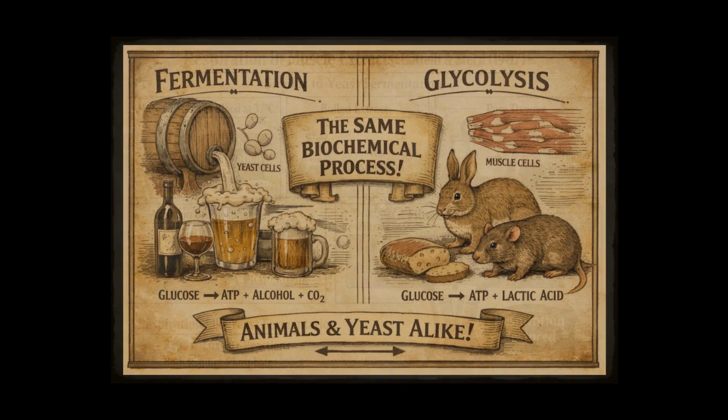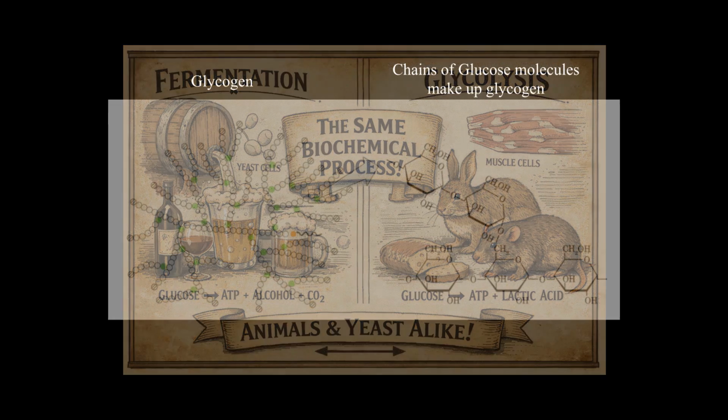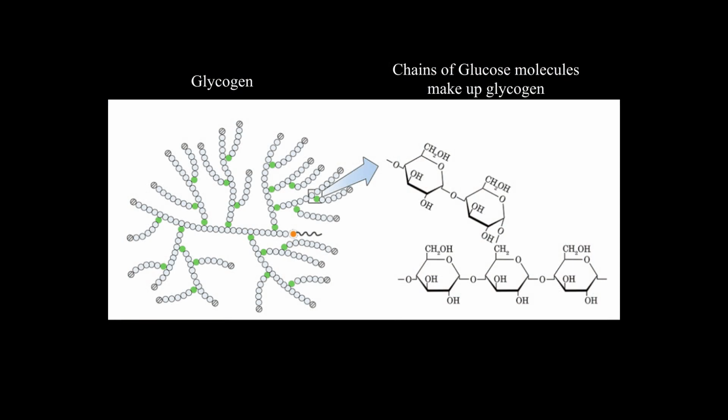And to make a long story short, it was eventually realized that fermentation and glycolysis, which was more related to animals at the time, were basically the same thing, which is the following. Glycogen is the form in which glucose is stored in liver and muscles for quick energy.